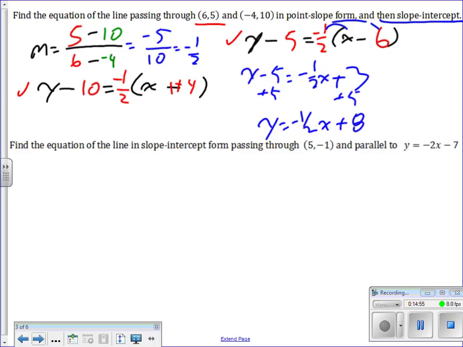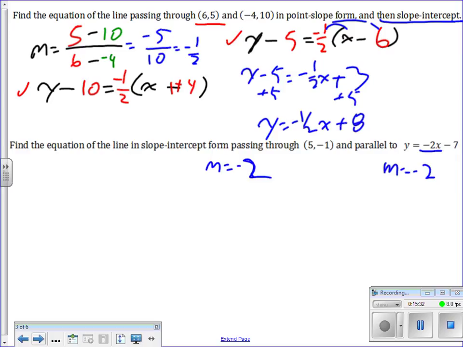Next one, find the equation of the line in slope-intercept form passing through that point parallel to y equals negative 2x minus 7. Okay, what's true about parallel lines? They have the same what? Same slope. They're not the same lines. There's a difference between being parallel lines and being the same equation. They have the same slope. So the slope of this line is negative 2, so the slope of my new line is negative 2 because they're parallel.